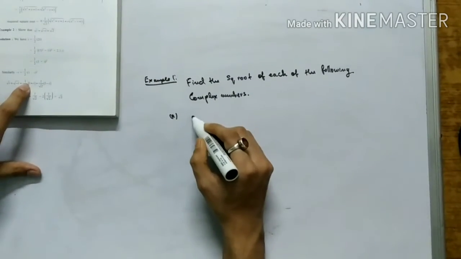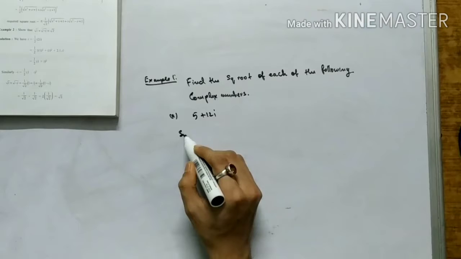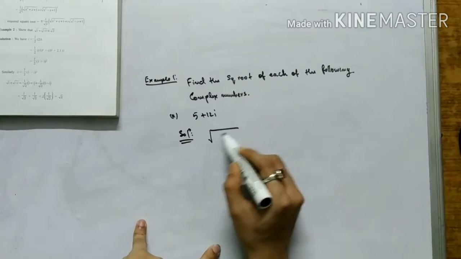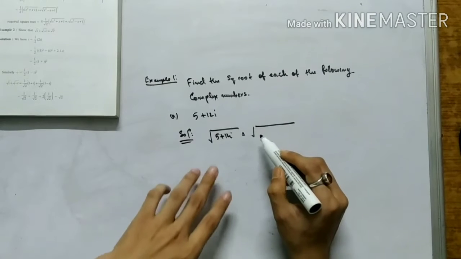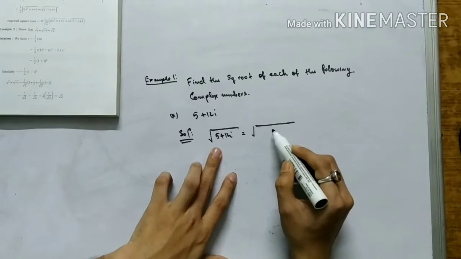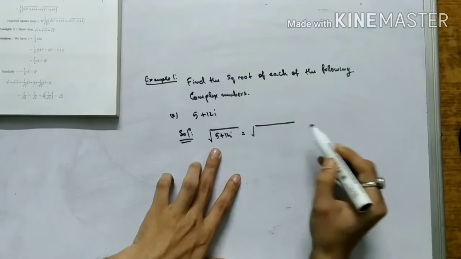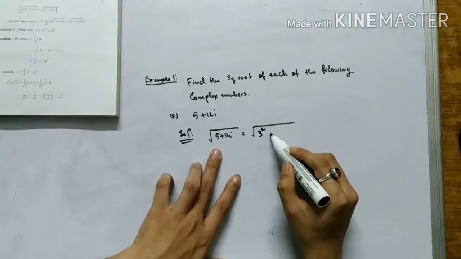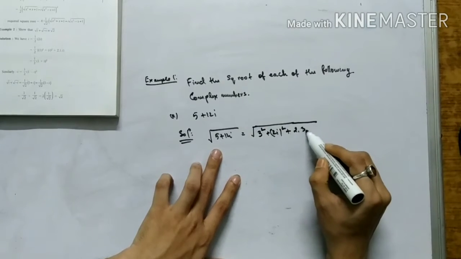Okay, so the first one is 5 plus 12i. I have to find the square root of the following complex numbers. So, solution. We can do it in this way. Square root of 5 plus 12i is equal to square root of, 5 I can write as 3 square plus 2i the whole square, plus 2 into 3 into 2i.